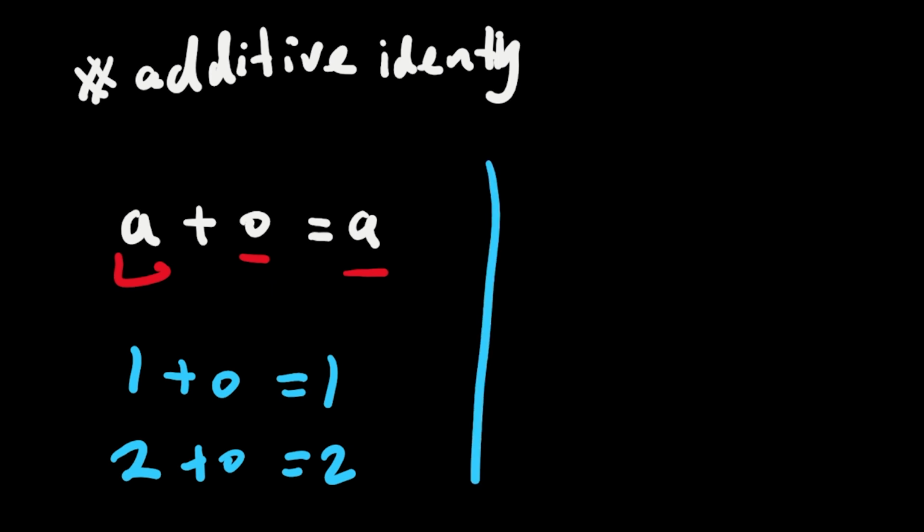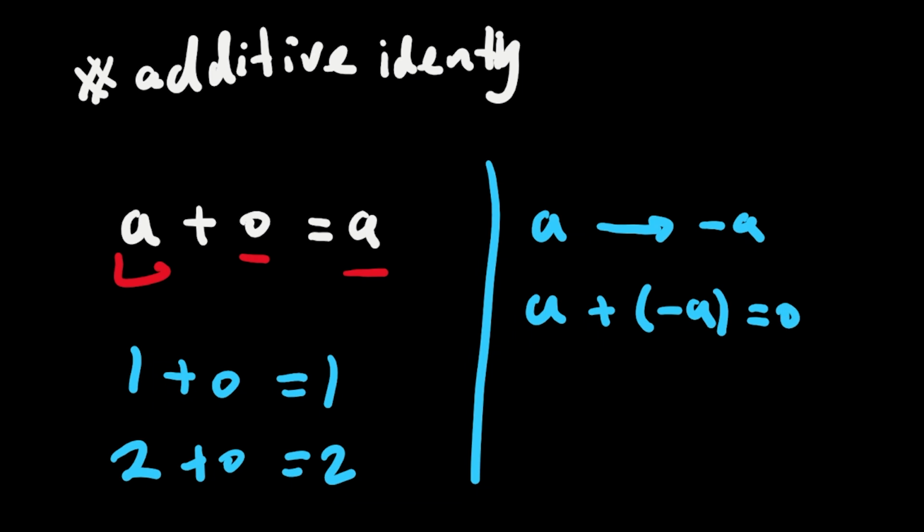The other thing is, every a must have a minus a. And when we are summing a and minus a, we will always get 0 again. So when we have a plus minus a, we will always get 0. You can just apply this with any number that you see.